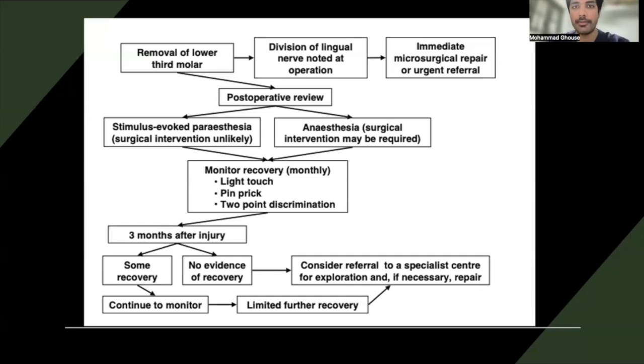So this was my presentation on the inferior alveolar and the lingual nerve injuries. I hope I could explain to you the process of monitoring and management and how to go about it.